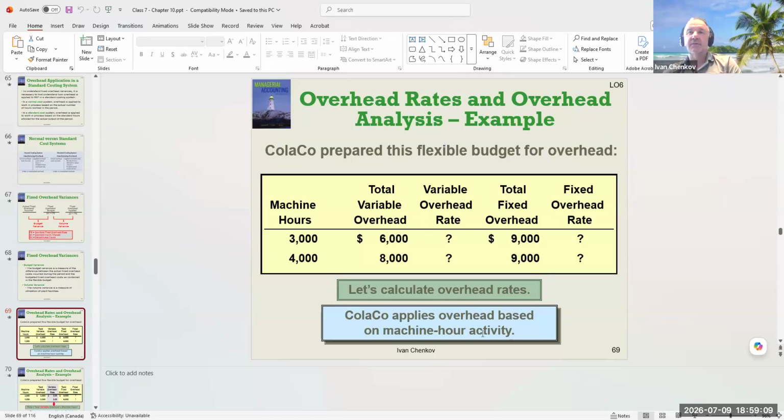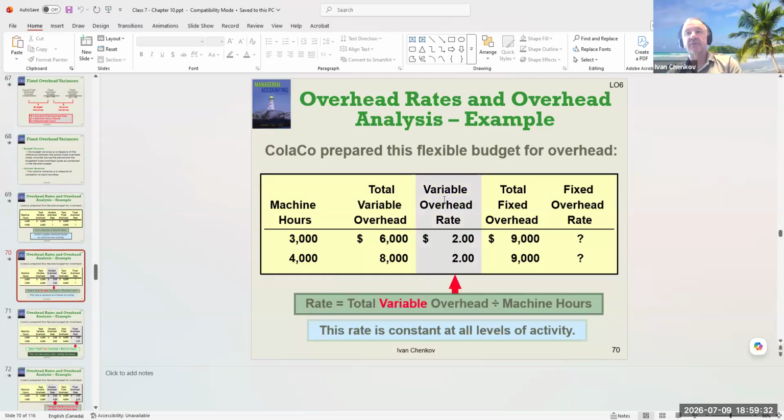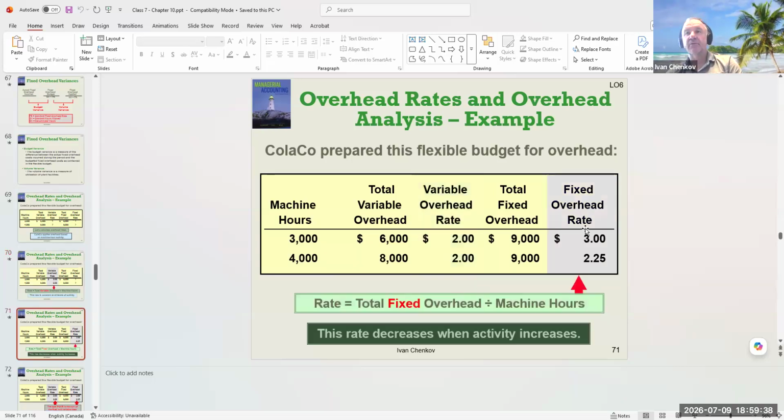So now in this situation, we can easily calculate that the variable overhead rate per 1 unit is 6 divided by 3, $2. 8 divided by 4, $2. Fixed overhead will be 9 divided by 3, $3. 3 divided by 4 will be less than $3. How exactly is it going to be? So the variable overhead per unit is always going to stay the same. Fixed overhead per unit is going to start going down.